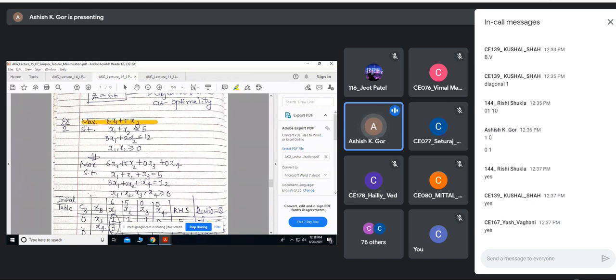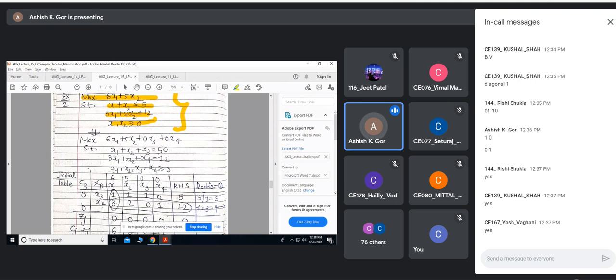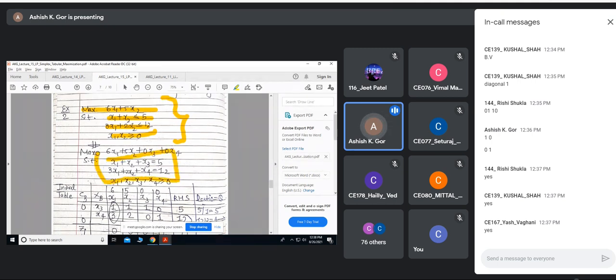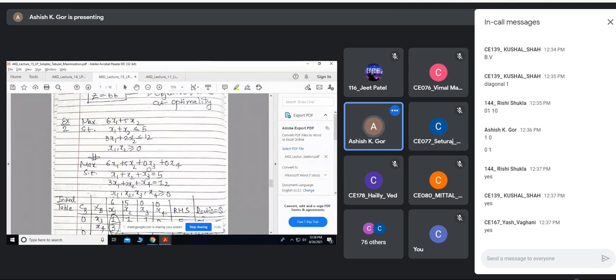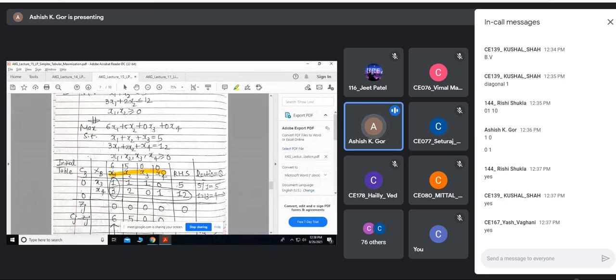Maximize 6x1 plus 5x2, subject to x1 plus x2 less than or equal to 5. So this is a quite normal maximization type of problem. The same way, I introduce slacks. I just want to tell you that you must know how to initialize the table. Initially, there are 4 variables, so there are 4 columns for that, then RHS, theta. There is a column for basic variable, XB, and the coefficient of basic variables. Initially, slacks are the basic variables.